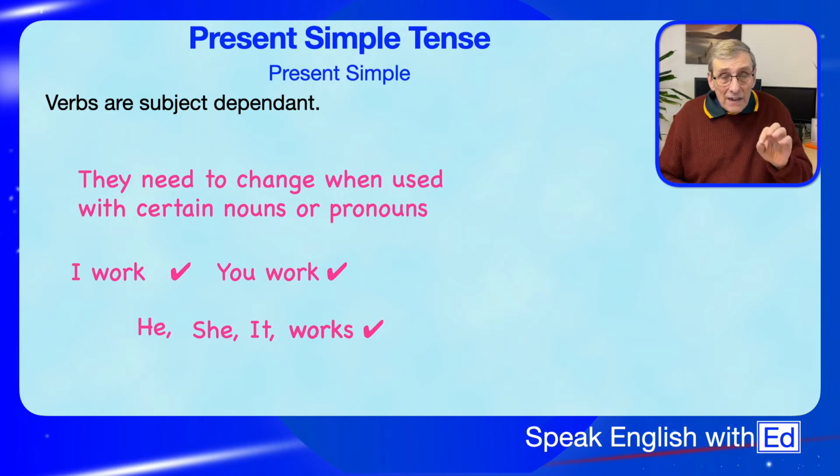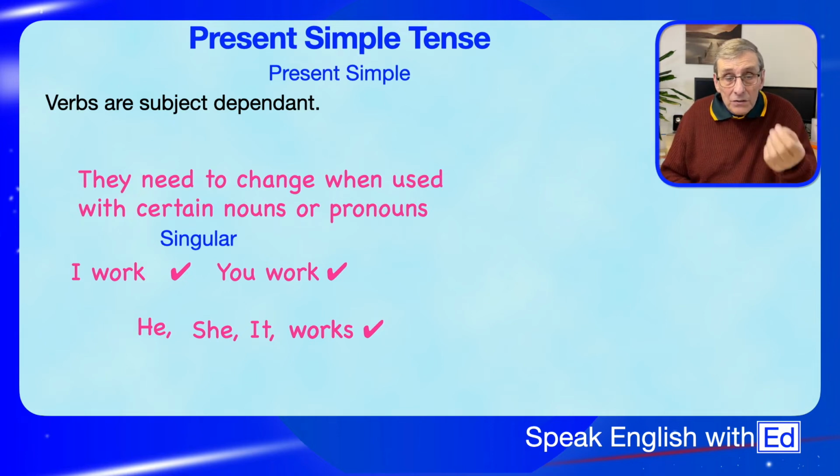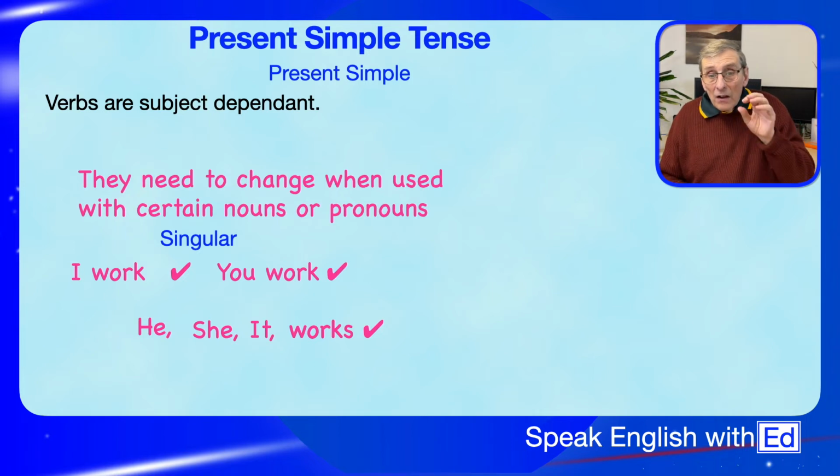You must add an S when the pronoun is third person singular, or you use a third person singular noun, like the person's name. If it's a noun, you use works. Now they're all singular.